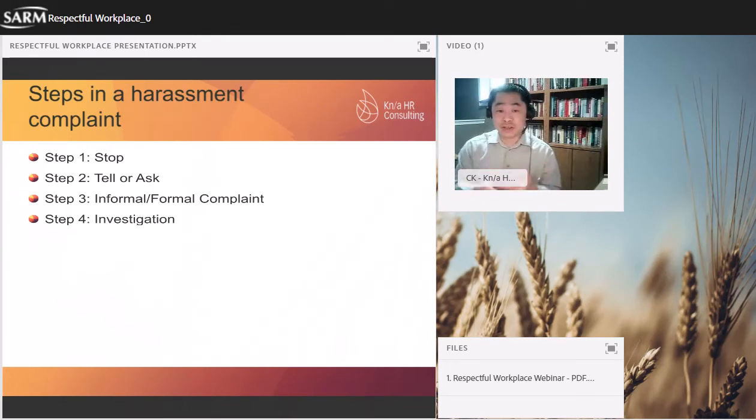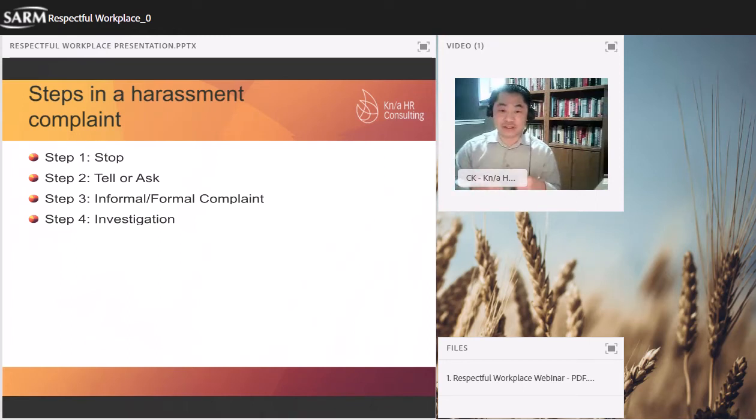Now, when we do investigations, and we encourage this, it has to be prompt. Whoever the investigators are, they have to be prompt, they have to be fair, they have to be impartial. That means not taking sides and not forming conclusions, and it has to be confidential.